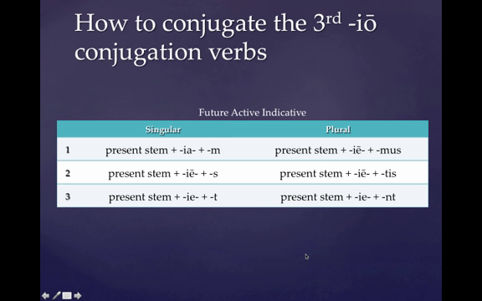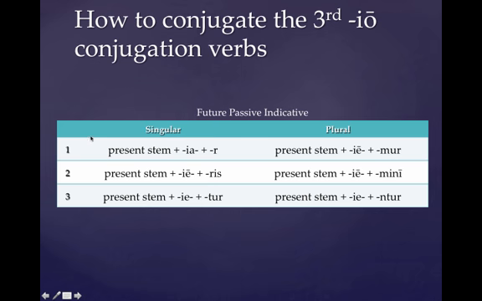Okay. For the future, you're going to follow a very similar pattern. The only difference is that you have to retain your I. So instead of it just being present stem plus A plus M like it is for the third, it's present stem plus IA plus M for the first person singular. And then for the second and third singular, first, second, and third plural, it's present stem plus IE plus those endings. Okay? And same in the plural.